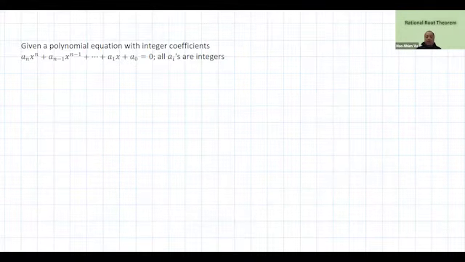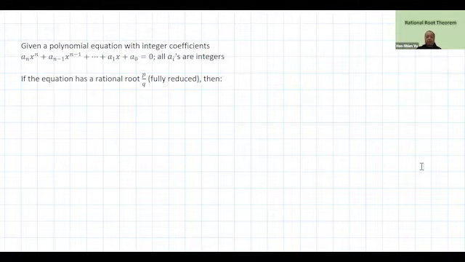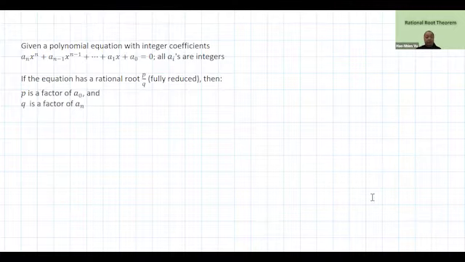It goes like this. Given a polynomial equation with integer coefficients like that, with a sub n x to the n, all the way down to a1 x plus a0 equals 0, where all the ai's are integers. If the equation has a rational root p over q that's fully reduced, then first, the numerator p will be a factor of the constant term a0, and the denominator q is a factor of the leading term a sub n.